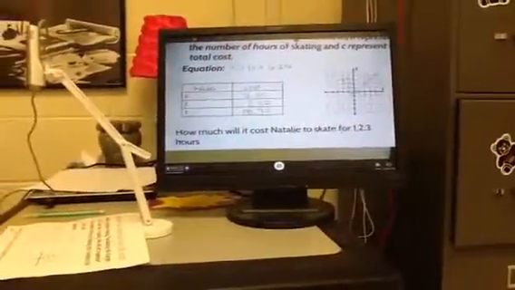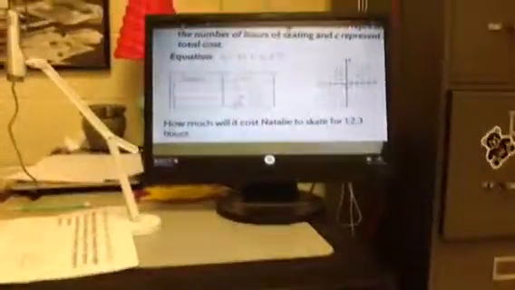Okay, that is all that we are learning today. Tomorrow we will do a project on independent and dependent variable.